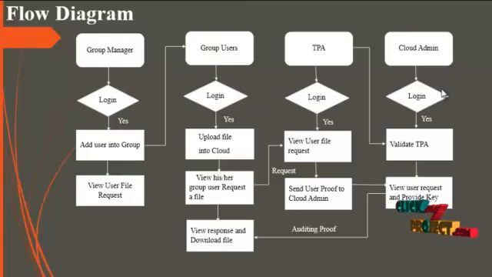Cloud admin is allowed to initially verify and update the TPA security key and access key for every situation. Cloud admin provides file access rights to users who requested a file. Cloud admin initially validates the TPA, views the user profile request and validates the user proof, then provides the access key or response to the requested group user.